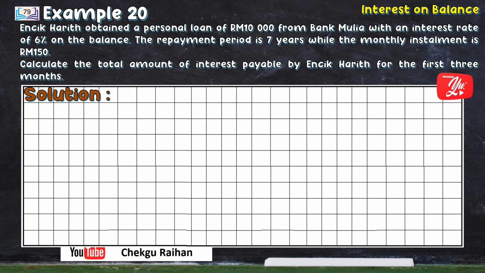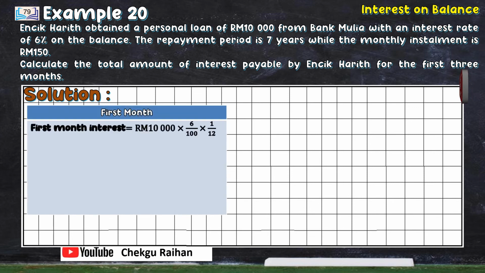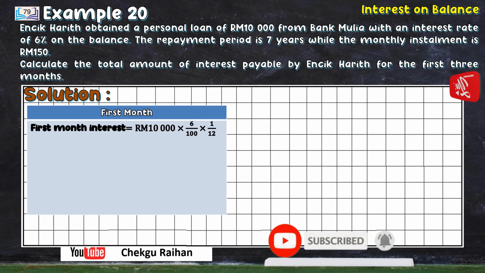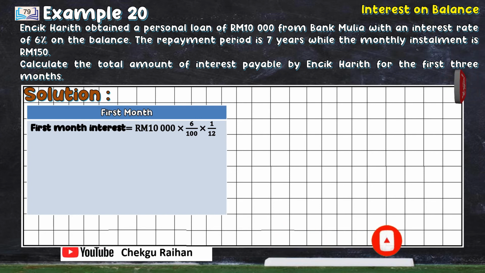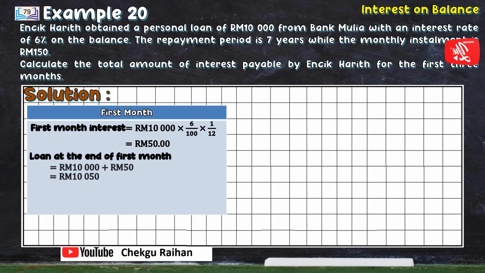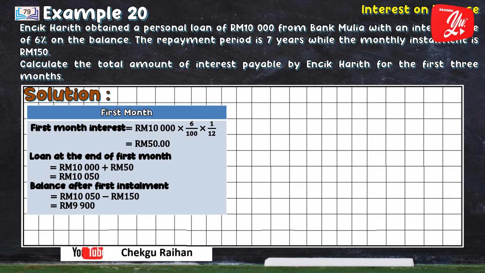The solution for example 20, we'll see for the first month. First month interest will equal to Ringgit Malaysia 10,000 multiplied with 6% multiplied with 1/12. So equal to Ringgit Malaysia 50 for the first month interest. Loan at the end of the first month will equal to Ringgit Malaysia 10,050. Balance after the first installment will equal to Ringgit Malaysia 9,900.